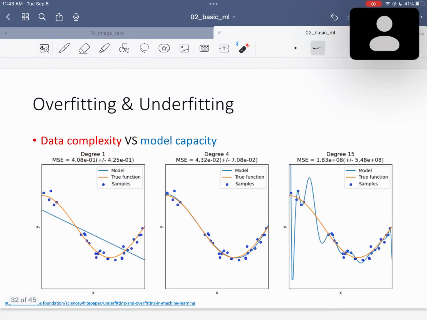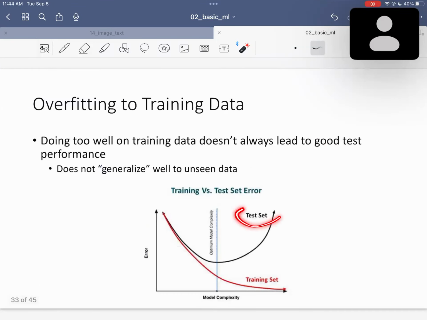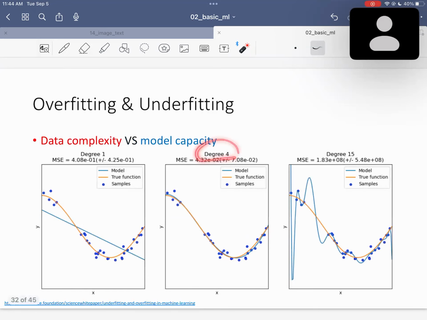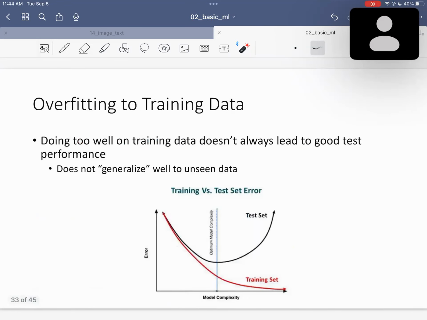So if you increase from 1 to 2 to 3 to 4, your test error will also decrease. But if you go overboard from 5 to 6 to 7 all the way to 15, then your test error increases. So that is what this graph is trying to tell us. There is some point that is the optimal model complexity point, and in this case, it was degree 4. So you don't want to go overkill. You don't want to go overboard.